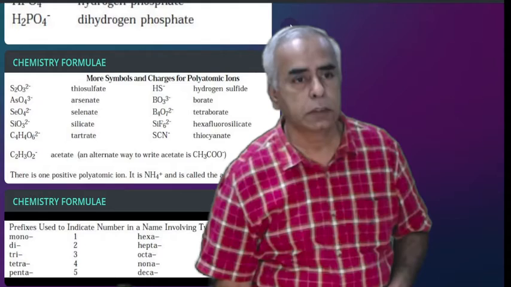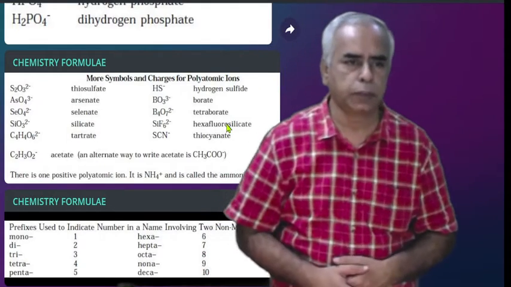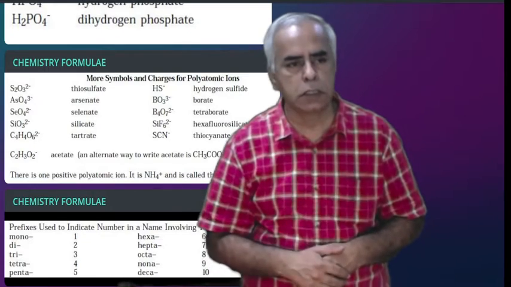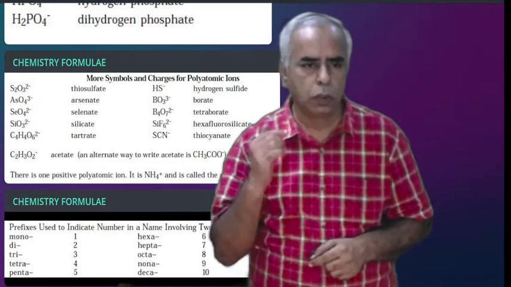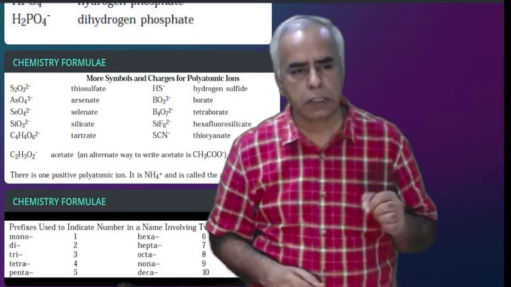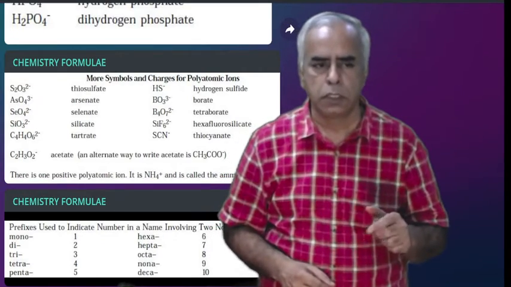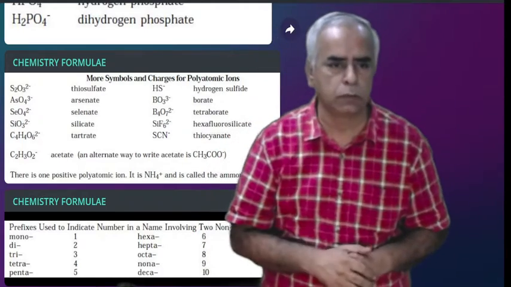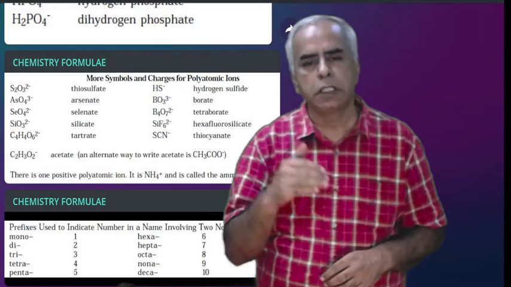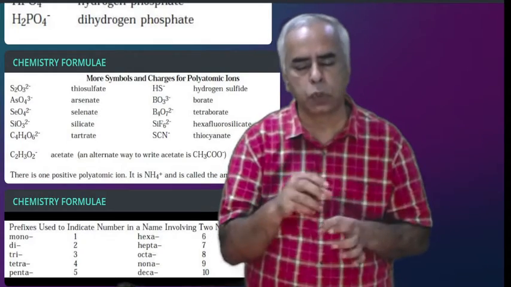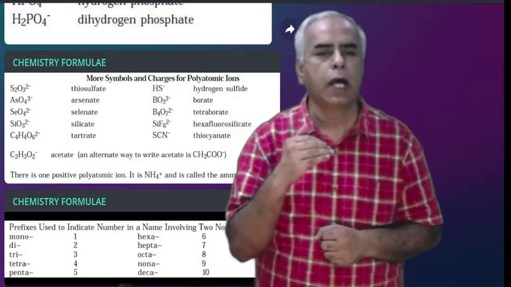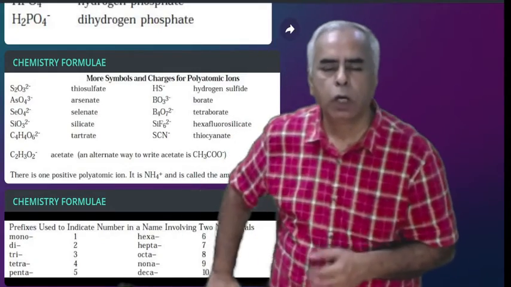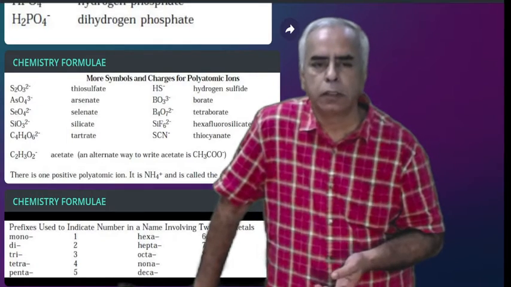S2O3 2 minus is called thiosulfate. Then AsO4 3 minus, arsenate. SeO4 2 minus, selenate. SiO3 2 minus, silicate. C4H4O6 2 minus, tartrate, derived from tartaric acid. Then CH3COO minus, also written as C2H3O2 minus, is called acetate. It is also called ethanoate by IUPAC. Then HS minus, hydrogen sulfide.